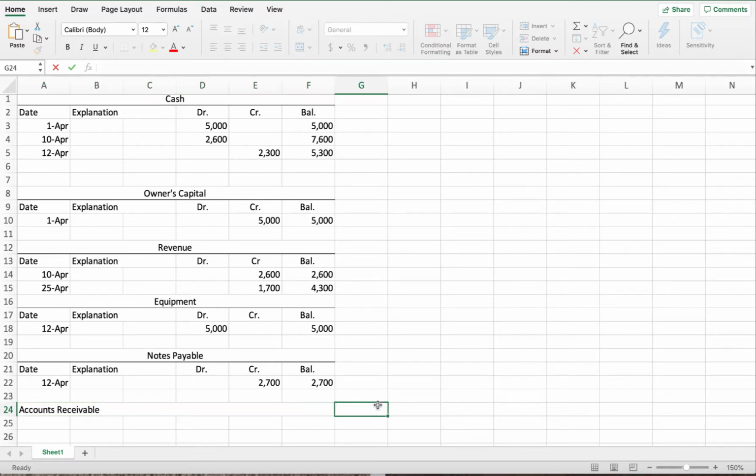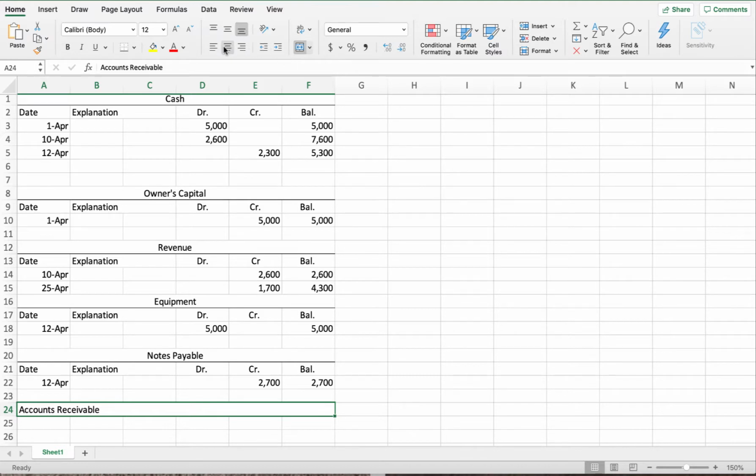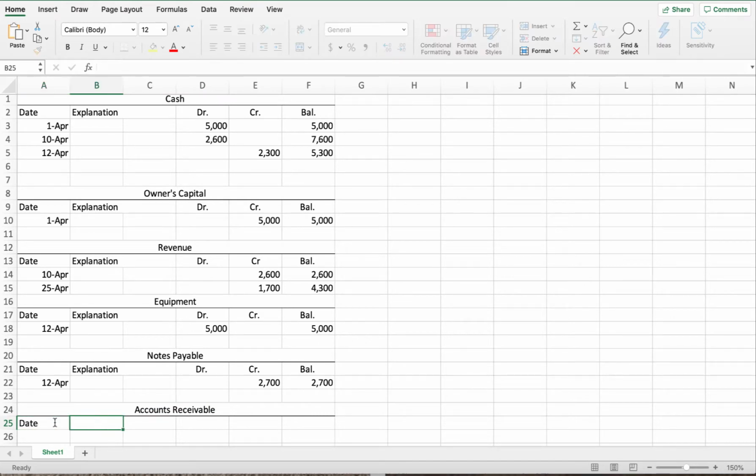Accounts receivable. I want this to be centered. Put in my bottom border. And then I'm going to go ahead and say the date, explanation, my debit column, my credit column, and my balance column, right? So remember, accounts receivable is an asset. My assets are increasing.